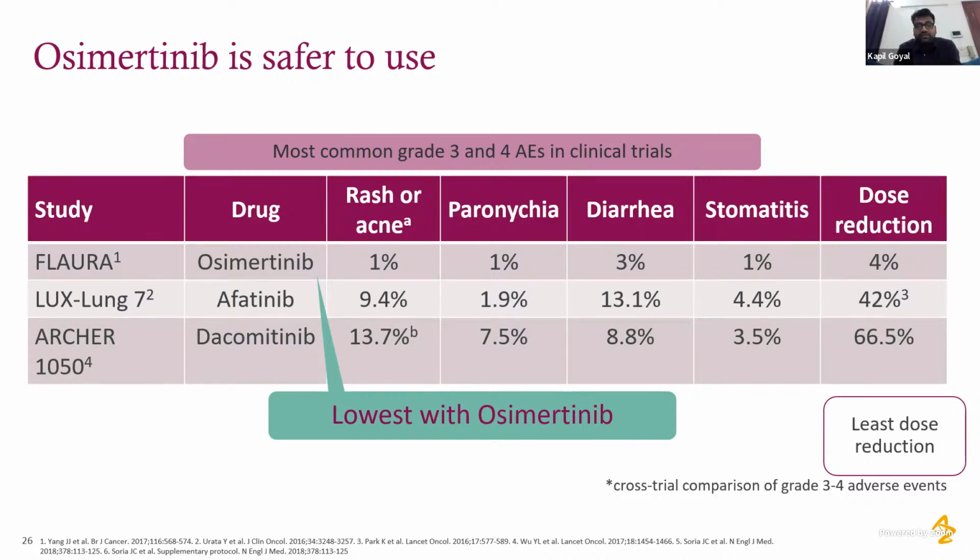Dose reduction was required in only 4% of the patients in FLAURA, so it is useful to say that almost all of the patients had a good clinical response and could continue with osimertinib at their usual dose, while afatinib had to be reduced in 42% of the patients due to side effects, and almost two-thirds of the patients needed a dose reduction with dacomitinib.